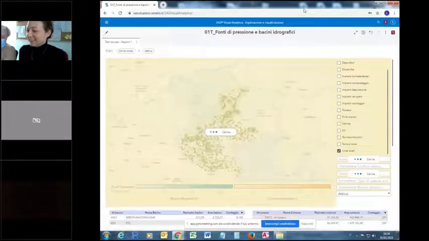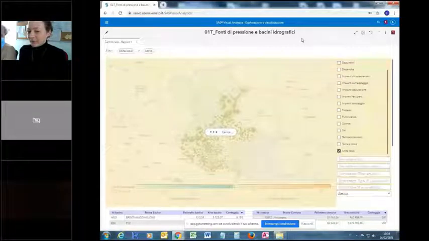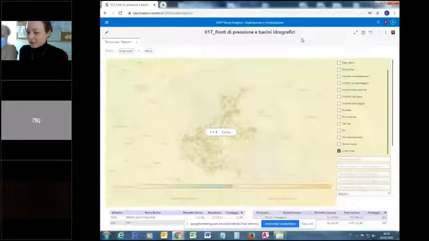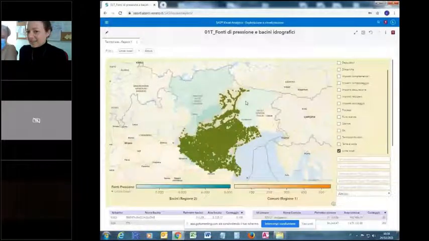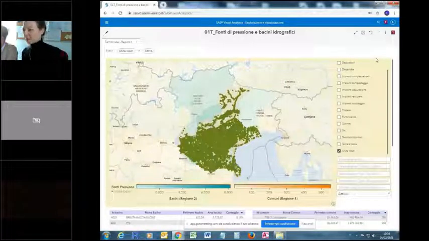Gisella, do you think that it can be translated also in English or not? You don't think so? No, I can just comment on what we are doing, but it is not in English at the moment. It's only in Italian. Okay.